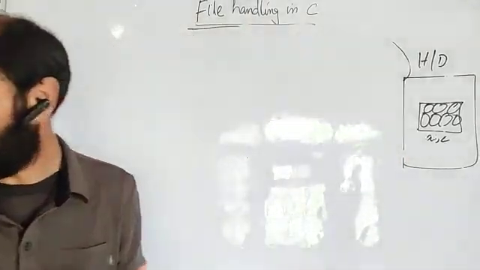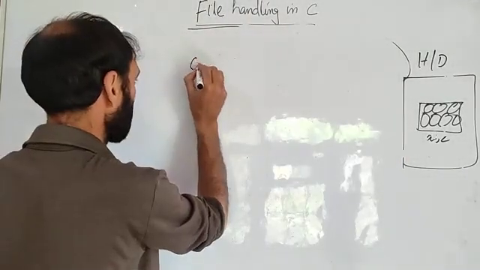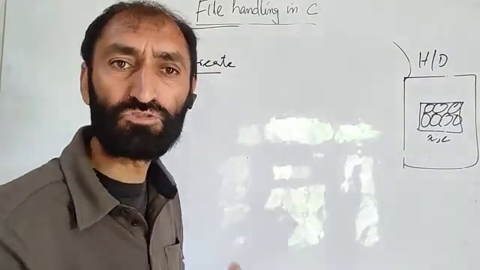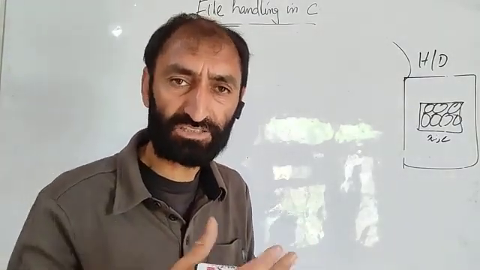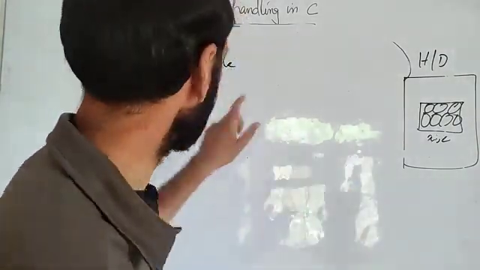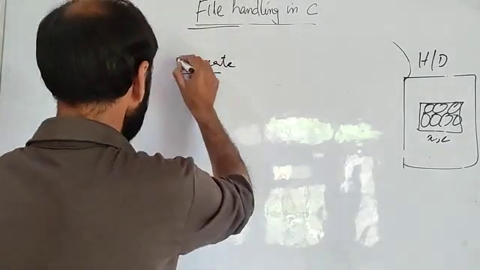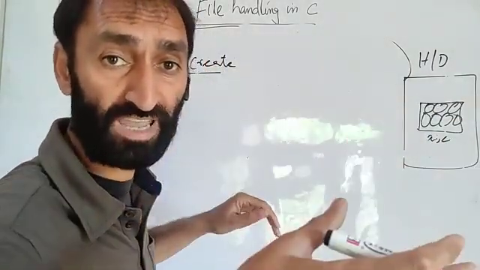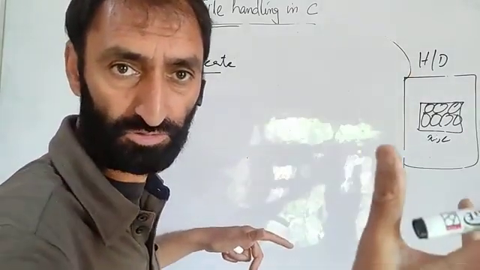First up, we have to create the file. The first operation is create file. We can create a new file using some commands in C, and those commands will be discussed one by one in the coming videos. So the first operation that can be performed on files is create. How to create a file, we will discuss in the next video.